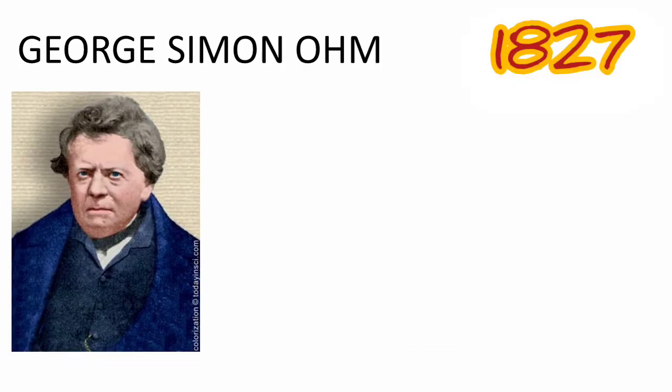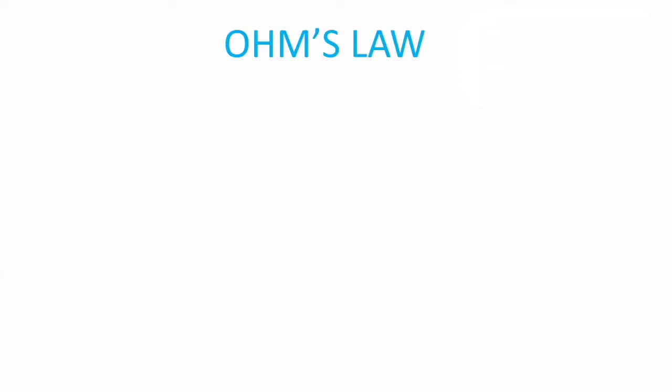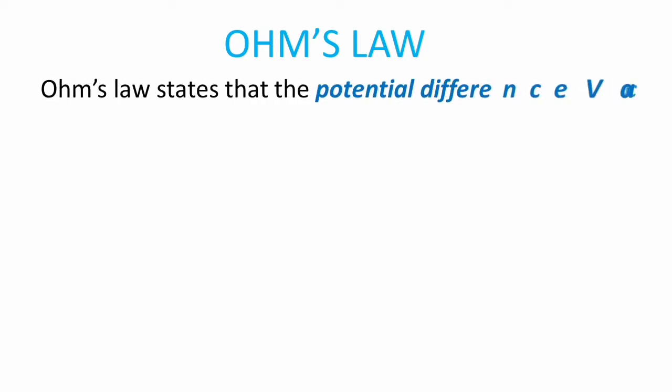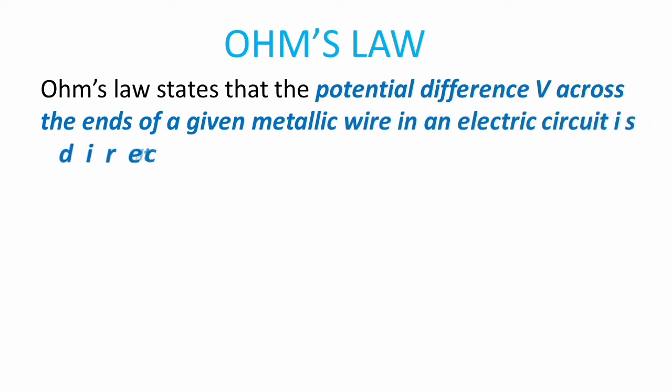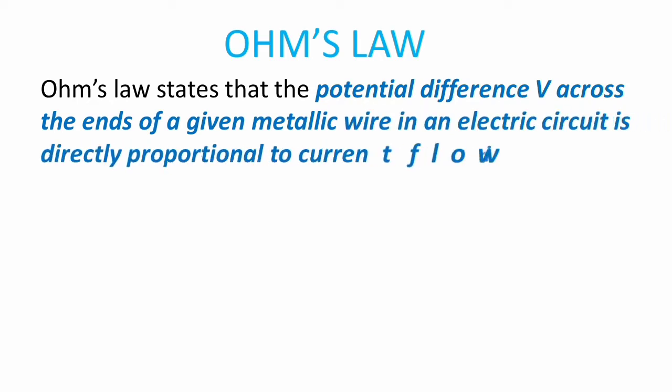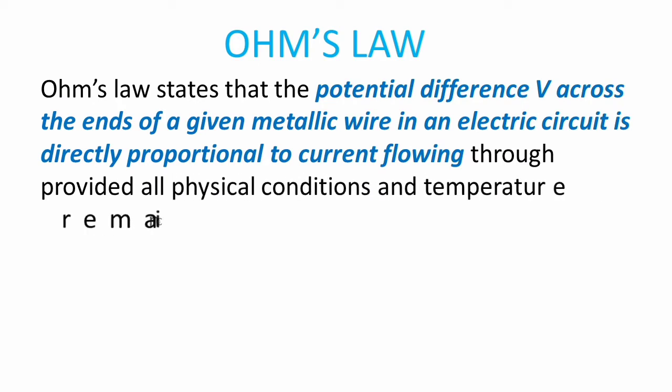In 1827, a German physicist, George Simon Ohm, found out the relationship between current I flowing in metallic wire and the potential difference across its ends. This relationship is called Ohm's law. Ohm's law states that the potential difference V across the ends of a given metallic wire in an electric circuit is directly proportional to the current flowing through, provided all physical conditions and temperature remain constant.